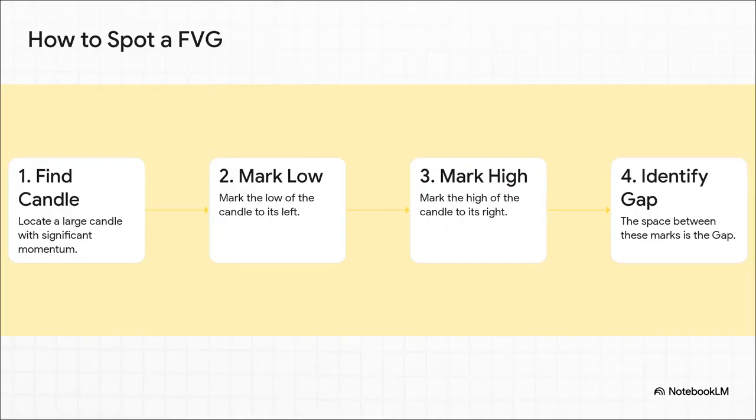Here's the simple 4-step process. First, you find that big energetic candle right in the middle. Got it? Okay. Step 2, you mark the low of the candle just to its left. Step 3, you mark the high of the candle just to its right. And that space in between those 2 marks, that's it. That's your fair value gap.